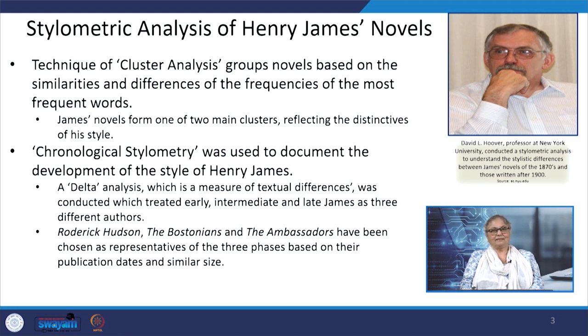A delta analysis, which is a measure of textual differences, was conducted, which treated early, intermediate, and late works of Henry James as if by three different authors. Roderick Hudson, The Bostonians, and The Ambassadors have been chosen as representatives of the three phases based on their publication dates and similar size. Hoover feels that James did have a style.